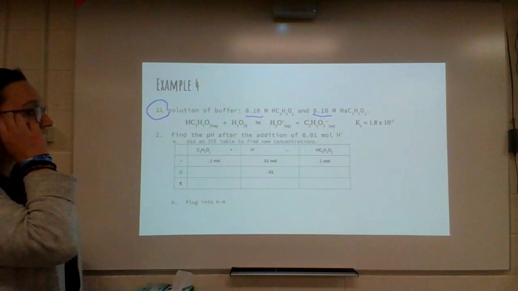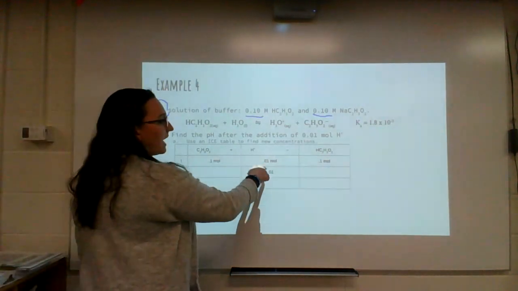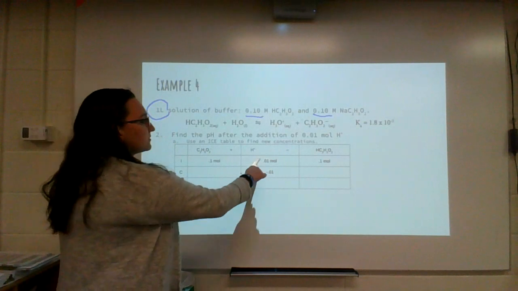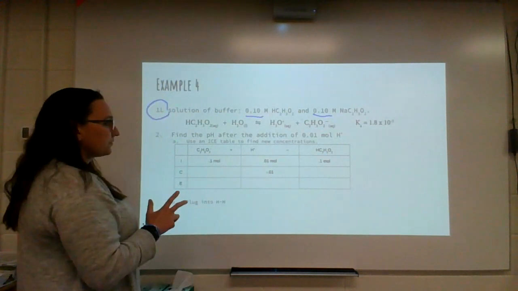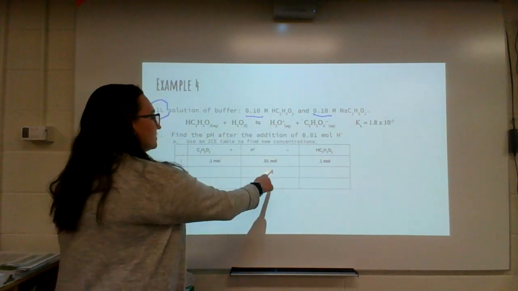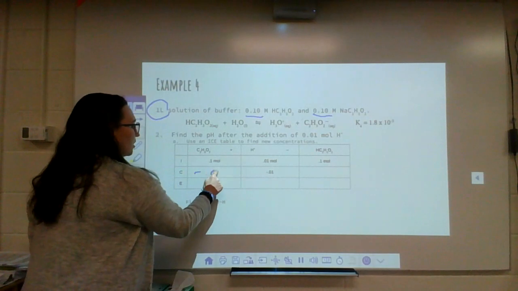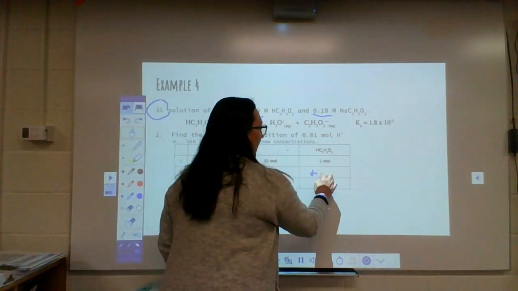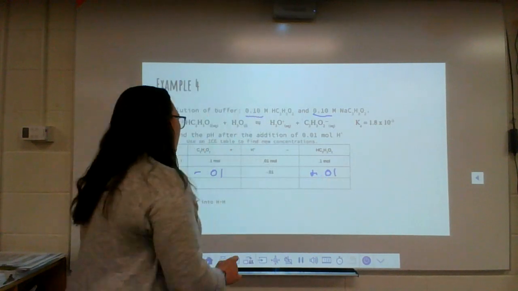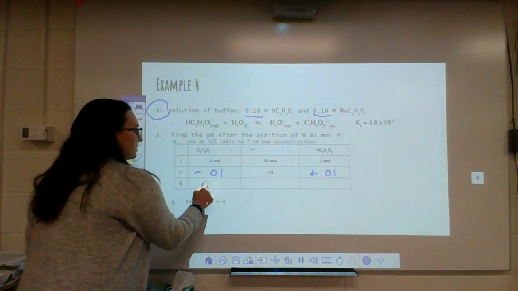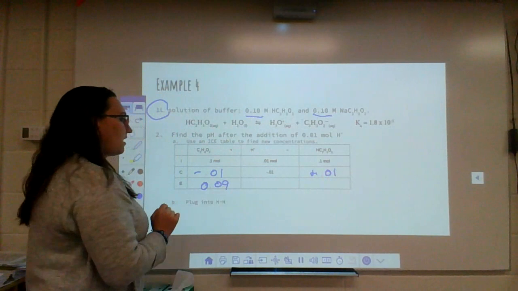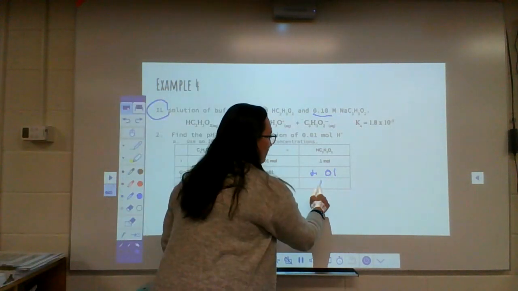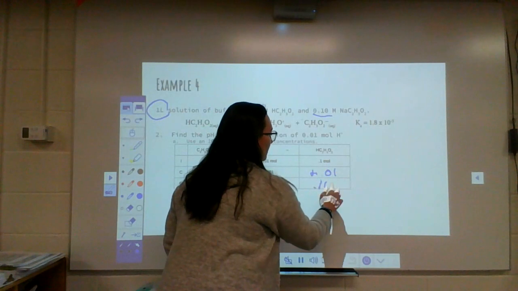And I'm using moles because this is going to completely react. It's not an equilibrium equation. So I have to fully react all of that acid. And so as I do this, I will also subtract 0.01 moles here. And on the other side of the equation, I'm going to add 0.01 moles. So now I'll have 0.09 moles of my acetate ion. I have run out of my acid, and I have 0.11 moles of acetic acid.